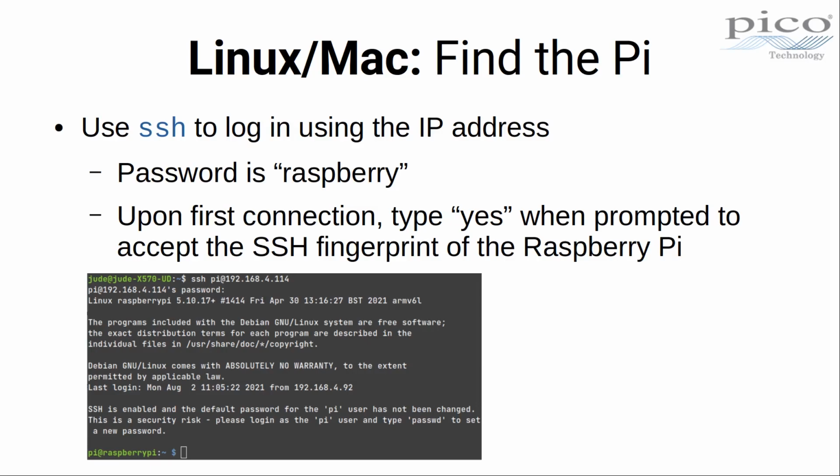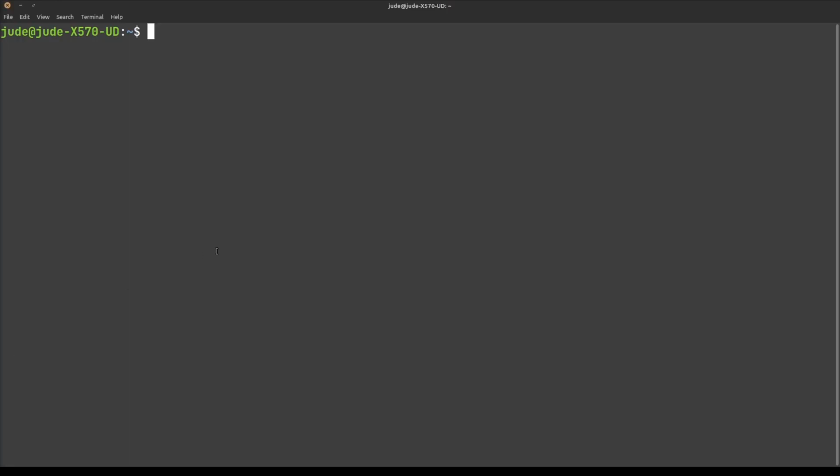The SSH fingerprint is a security measure that is used to verify that every time you're connecting to the same device and not to a different device that is trying to impersonate the one you're connecting to try and steal passwords. So let's demonstrate this quickly.